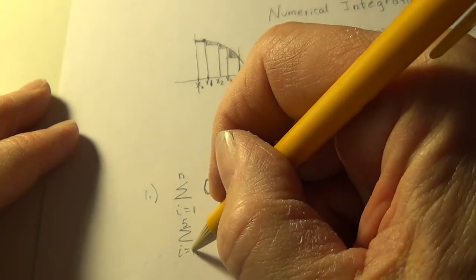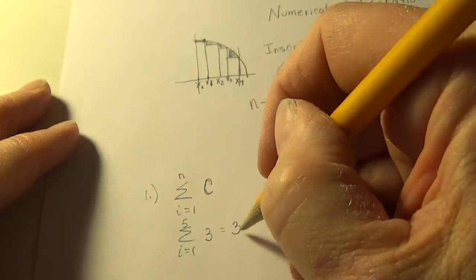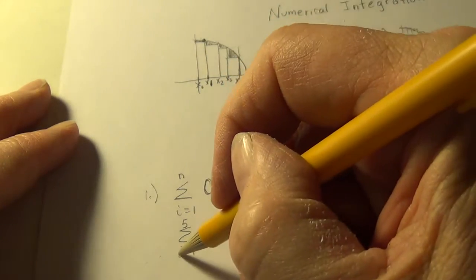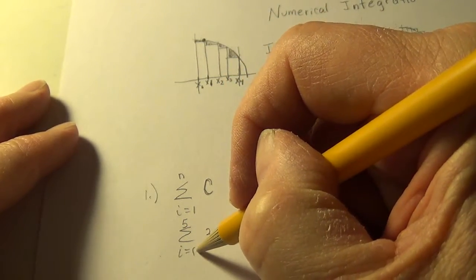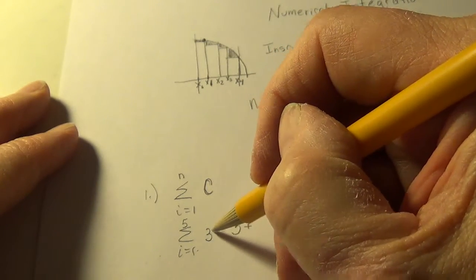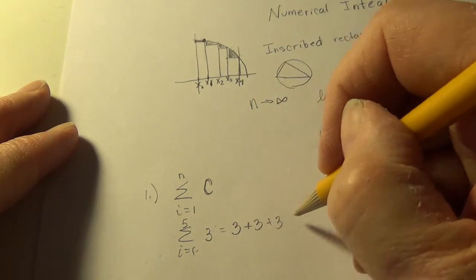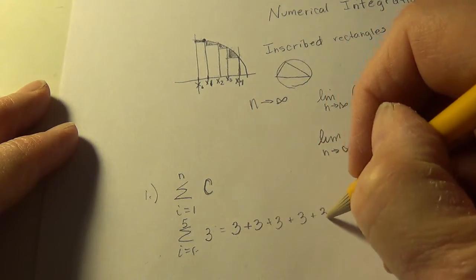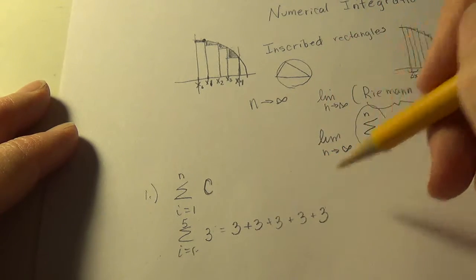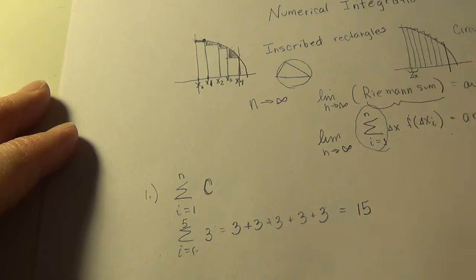Well, when i is 1, we get a 3. And then this is a summation, so we're going to add it. Then i increments by 1 to 2. And what happens when i is 2? We get 3 again. What about when i is 3? When i is 4? And lastly, when i is 5. So do you see, we added 3 five times, and we got 15.